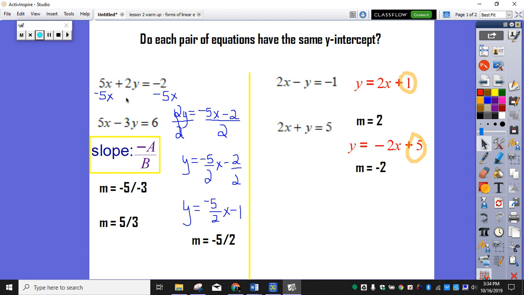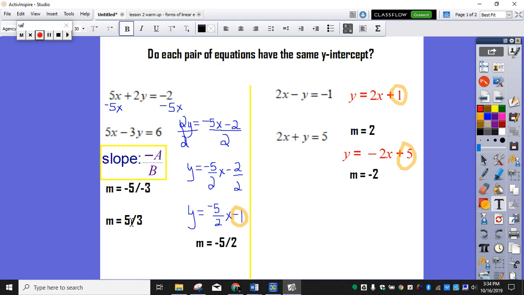Now on this left side, I did solve the top equation for y. I got slope-intercept form, and I can look at that and see that my intercept is -1. But for the second equation, this one, I chose a different route for slope and just tried to remember the formula. And so if that's the case, I can quickly solve for y, or I can remember that the y-intercept is where x is 0.